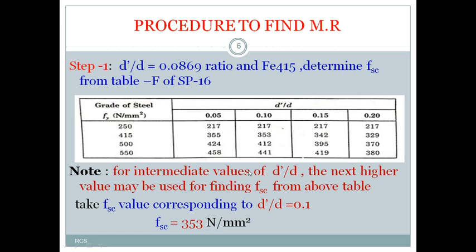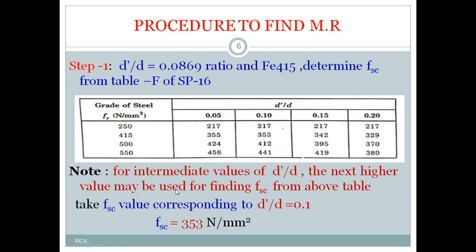But in the note in SP16 it is said that you have to take the next higher value for calculating fsc. What is the next higher value of 0.0869? That is 0.1. Right. Now what is the grade of steel given? That is Fe 415. So for Fe 415 steel and the corresponding 0.1, the fsc, that is the stress in compression steel, is 353 from this table. So finally I can take the fsc value corresponding to d dash by d equal to 0.1. From that I got fsc equal to 353 Newton per mm square. So this is all about the first step.